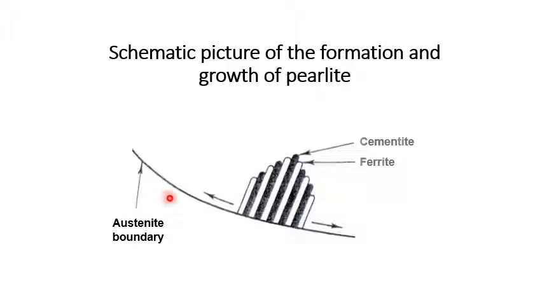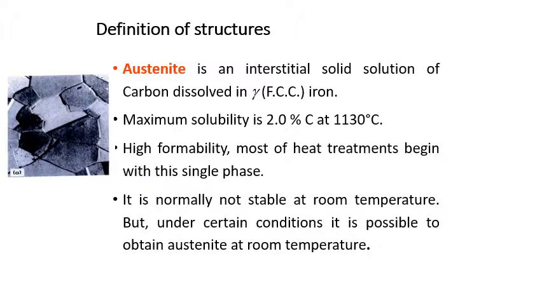And then if you consider this is the grain boundary of austenite, the pearlitic nucleation, that is nucleation of ferrite and cementite, will take place at the grain boundary like this, layer by layer, which further grows as the temperature decreases. And austenite is an FCC structure. The maximum solubility is 2% at 1148 degrees Celsius, which gives high formability. Okay, high ductile.